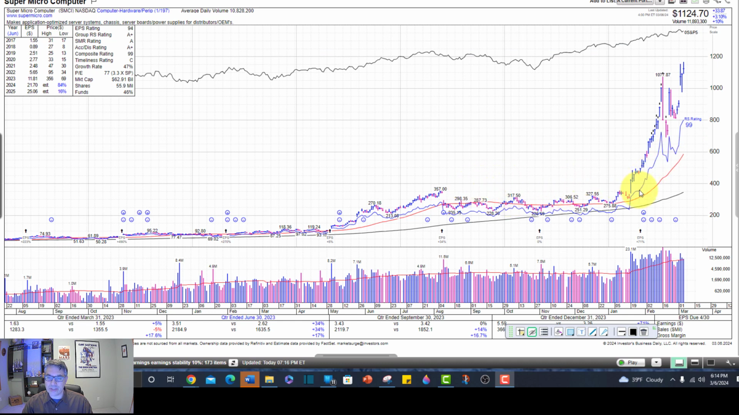SMCI also, as you can see, nice little saucer base here. What the heck? There we go. I was having trouble drawing in the base. A saucer base here, huge blast off. This is one of the most spectacular breakouts I've ever seen, from 350 to 1200 or something. And here's your ants, these little black dots. Now, in my opinion, we need this to quiet down and give us some sort of trading platform. This isn't addable. This isn't buyable, in my opinion, right now.